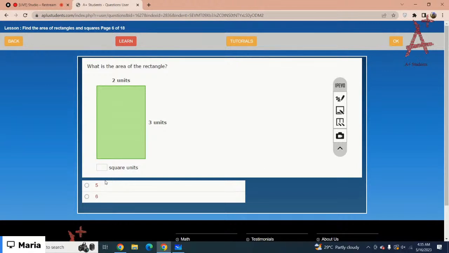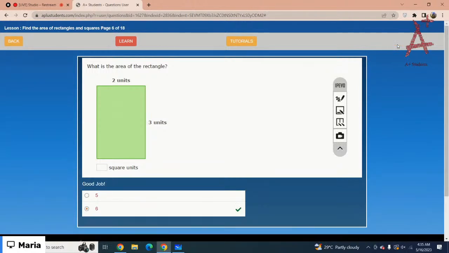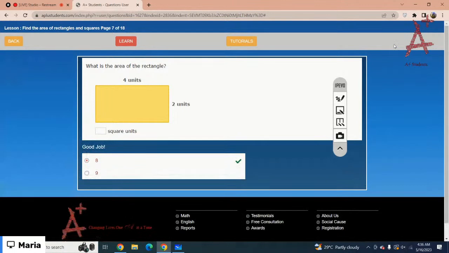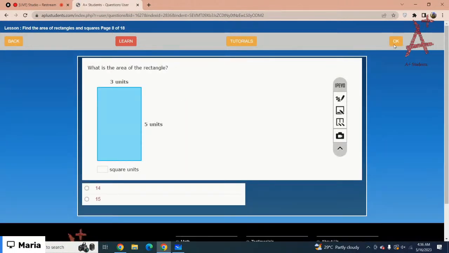Okay, what is the area of the rectangle? It would be 2 times 3, that equals 6. So the correct option is 6. What is the area of the rectangle? That would be 2 times 4, and 2 times 4 is 8. What is the area of the rectangle, which is the correct option? It would be 5 times 3. 5 times 3 makes 15. So the correct option is 15.